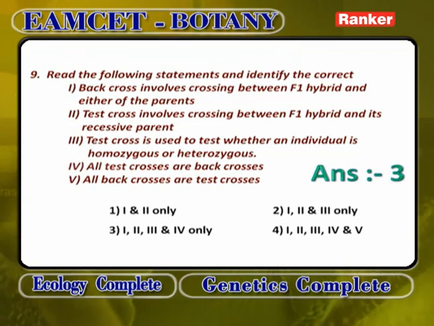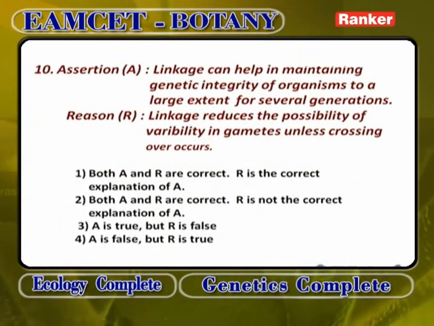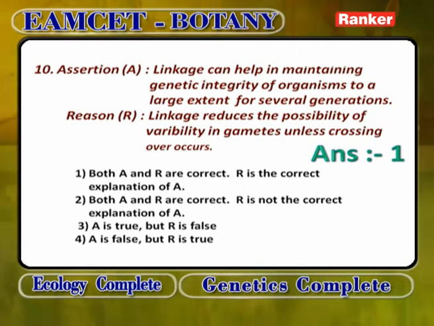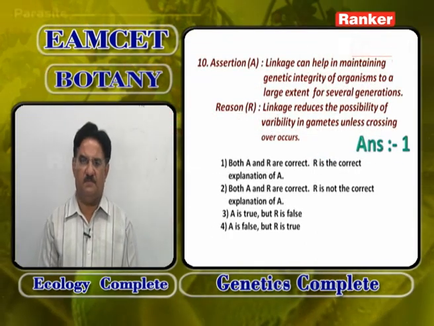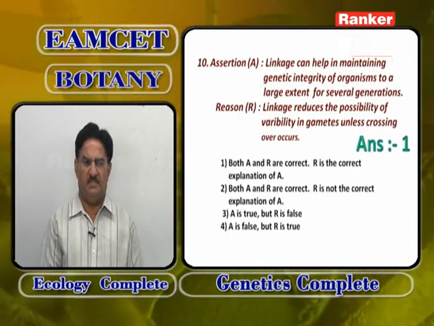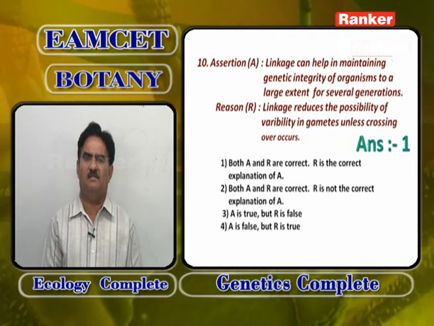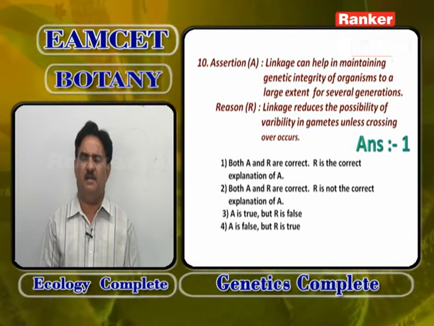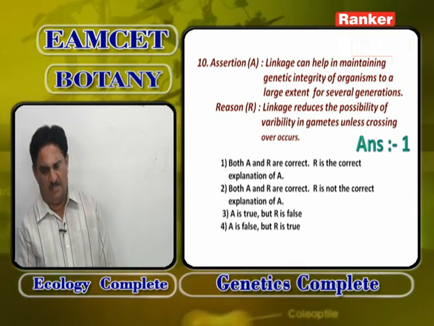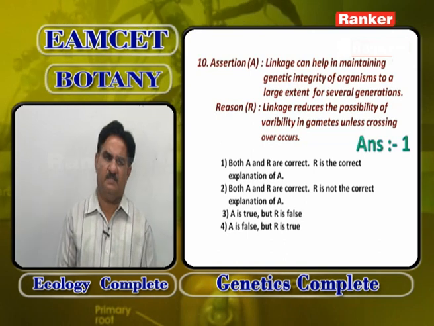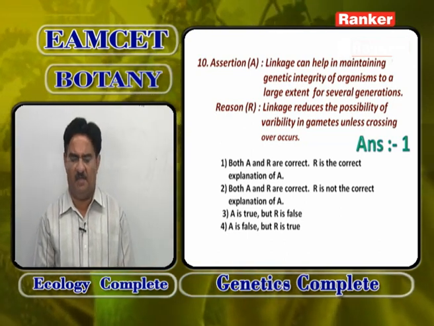Next. Assertion reasoning. Linkage can help in maintaining genetic integrity of organisms to a large extent of several generations. Genes, when present very closely on chromosomes, get inherited together. When genes controlling all dominant characters are present very close to each other, they are inherited together generation after generation. So, any advantageous character present in an organism can be retained for many generations.